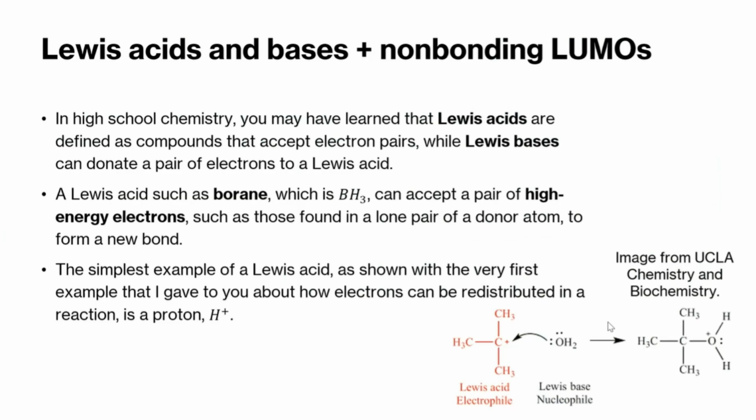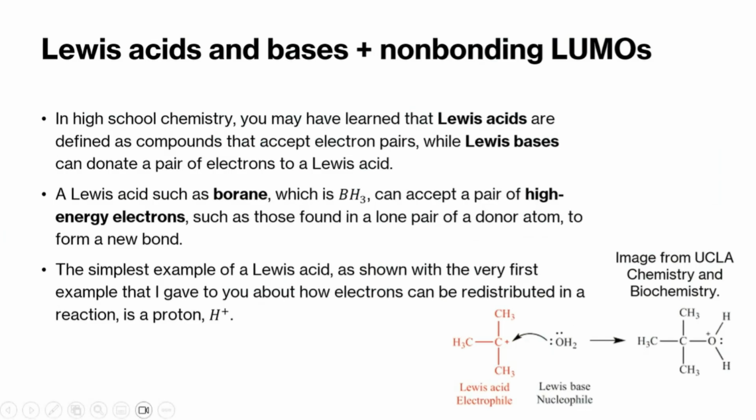So borane is actually a Lewis acid because if you look at the Lewis structure, BH3, that boron has not reached its octet state yet, meaning it's electron deficient. So it can accept a pair of high energy electrons, such as in a lone pair of a donor atom, which is the hydride ion, and it can form a new bond. And in addition, the simplest example of a Lewis acid is just a proton, H+, for your information.